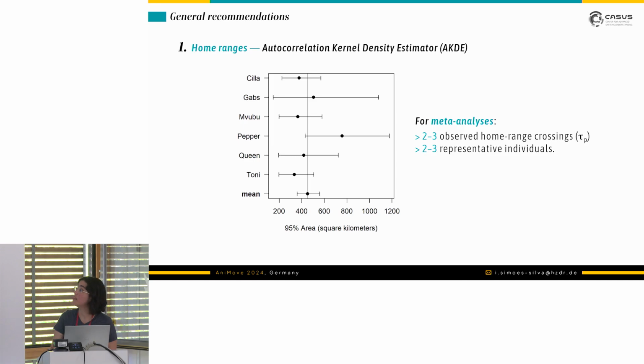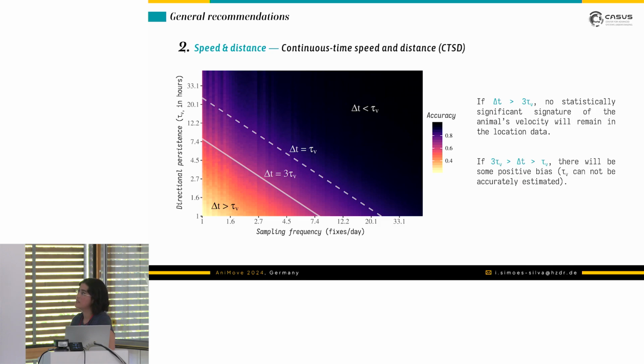Yeah, and for meta-analysis, again, I've already talked about this. You want to at least have 2 or 3 observed home range crossings and at least 2 or 3 representative individuals for these mean home range areas.